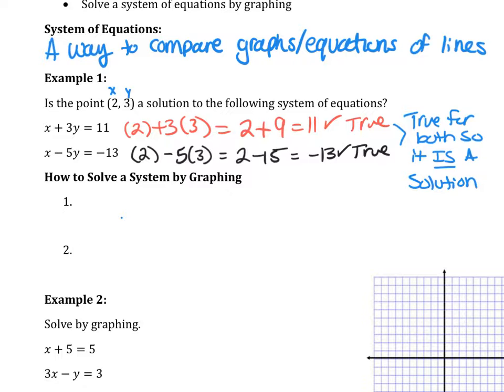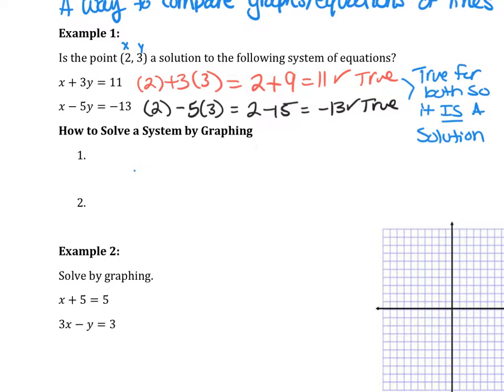Okay, so how to solve a system by graphing. The first thing you're going to do is graph your lines. And then you're going to look for the point where they intersect.